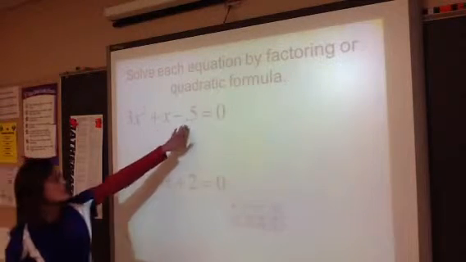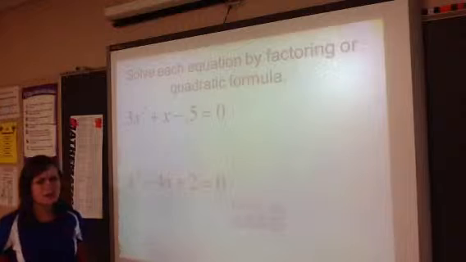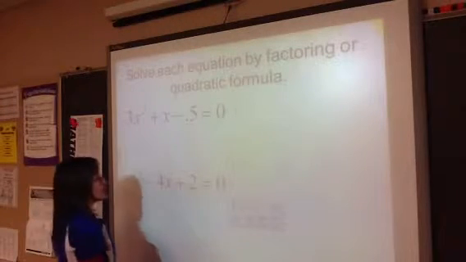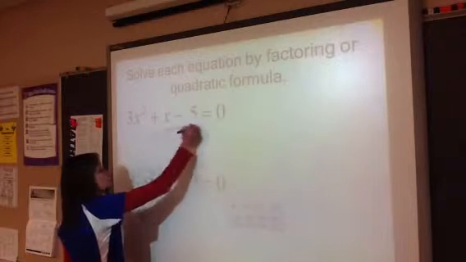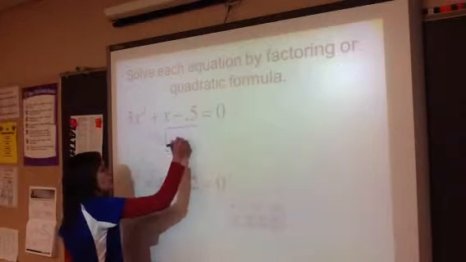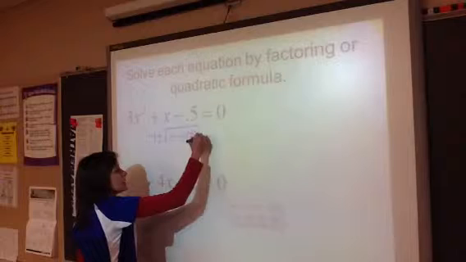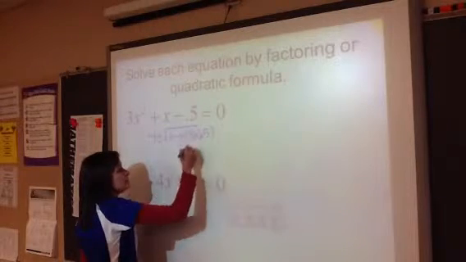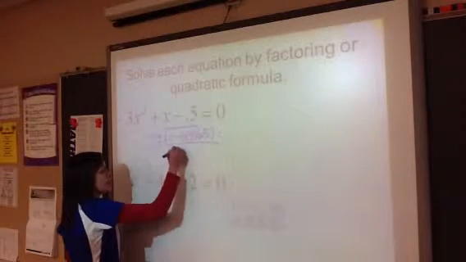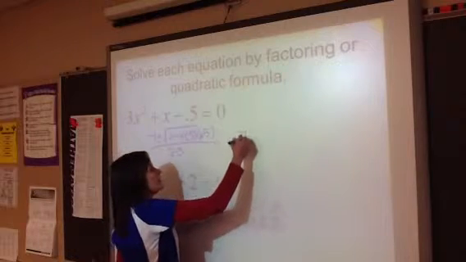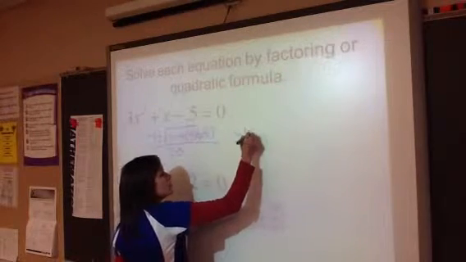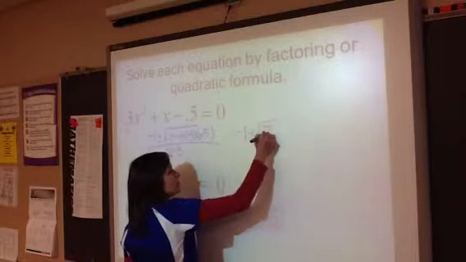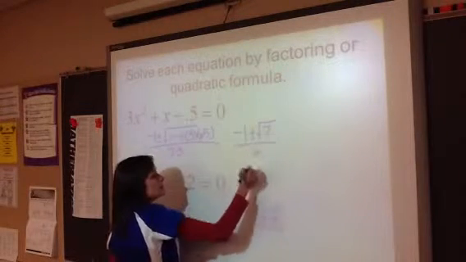Alright, this one has a decimal. I don't like to factor with decimals, so I'm going to use the quadratic formula. I'm going to go -1 plus or minus the square root of 1 squared minus 4 times a times c, divided by 2 times a. So I get -1 plus or minus the square root of 7 divided by 6.